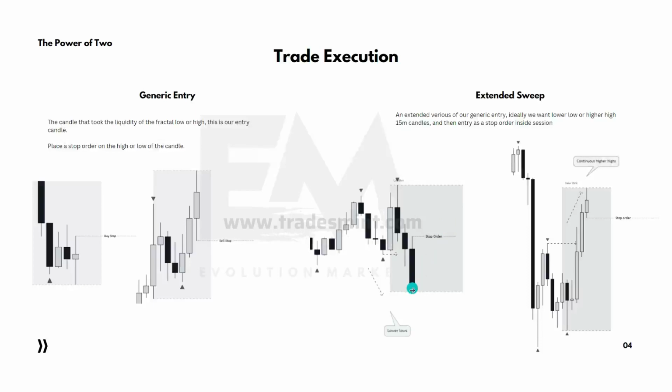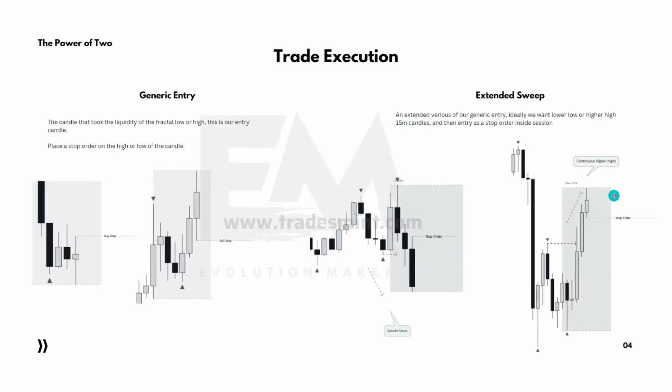We can remove the order, and then when this candle closes, we put our buy stop on the candle here that extended the sweep. As you can see, these 15-minute candles are lower, and if they continue to go lower, we continue to follow it down and wait for a 15-minute candle breakout.